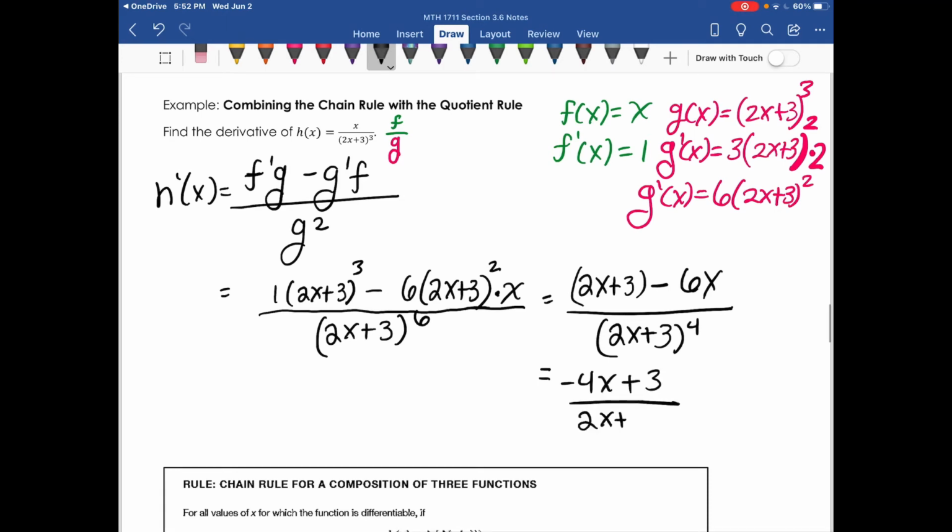Then on the top, I can clean it up a little bit more and write 2x plus 3 minus 6x as minus 4x plus 3, all over 2x plus 3 to the 4th.